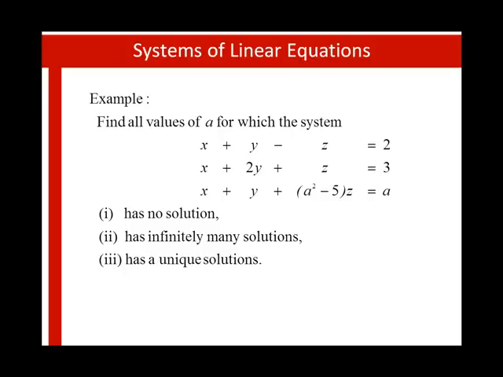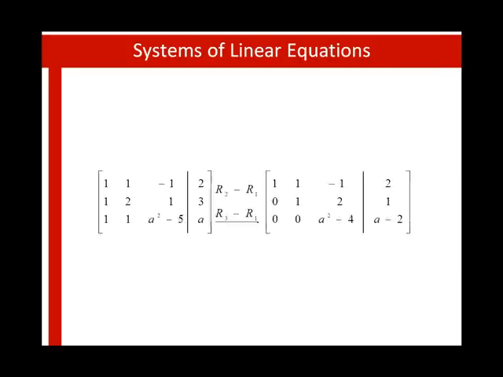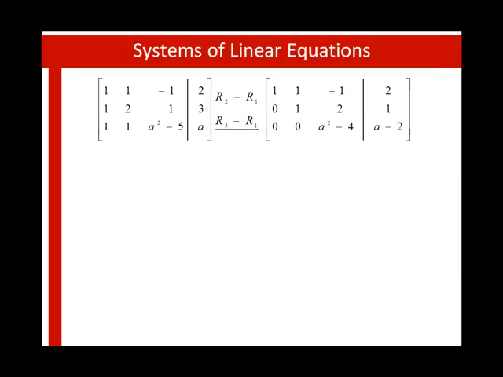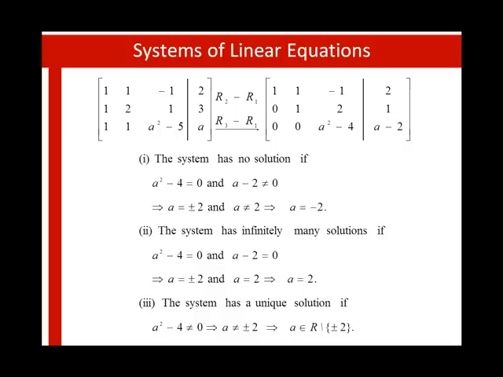One, when the system has no solution. Two, when the system has infinitely many solutions. Three, when the system has a unique solution. So what we do is first we write the system in augmented matrix, and we apply the Gaussian elimination process to make the matrix upper triangular as seen in the slide. So the way to do this is we do R2 minus R1 in R2 and R3 minus R1 in R3.